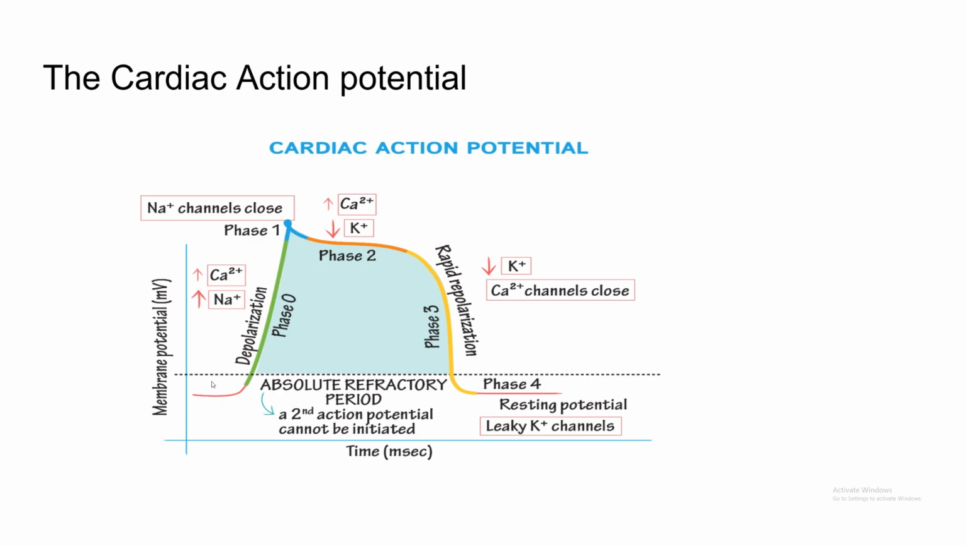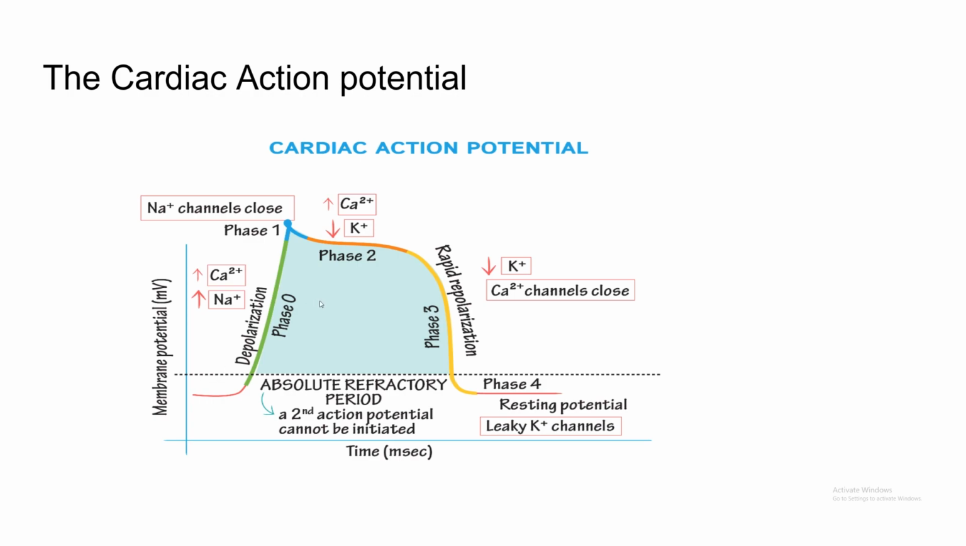So right here is your resting membrane potential. This is what the charge of the cell is at rest, when nothing's happening. It's not depolarizing, it's not repolarizing, it's just at rest. So right here it's going to be negative. It's about negative 90 millivolts when it's at rest. That's the resting membrane potential.